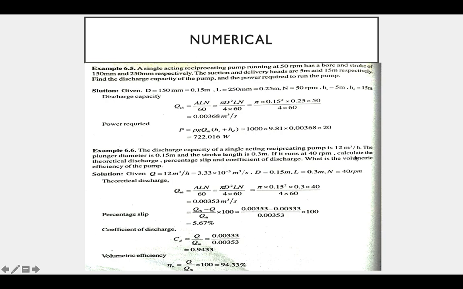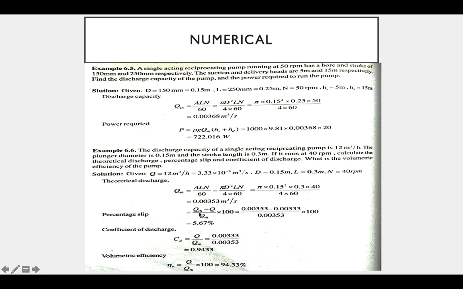If it runs at 40 rpm, calculate the theoretical discharge, percentage slip, coefficient of discharge, and the volumetric efficiency of the pump. So here again plunger diameter is given, so that is a bore diameter, and stroke length is given and discharge is given. So theoretical discharge Q theoretical is equal to LAN by 60, A is pi by 4 d square. You can find out theoretical discharge. Actual discharge is given in the question as 12 meter cube per hour.